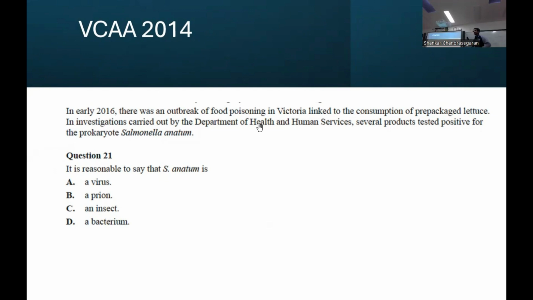The biggest hint towards that is the prokaryote. Remember, prokaryotes are simple cells. And out of these, the only one that is made up of a simple cell is a bacterium. An insect is made up of eukaryotic cells, so that's immediately out. And a virus and a prion are not made of cells. They are non-cellular pathogens, so they cancel each other out. These are the small tips and tricks they will give in the question for you to be able to figure out what the answer is.